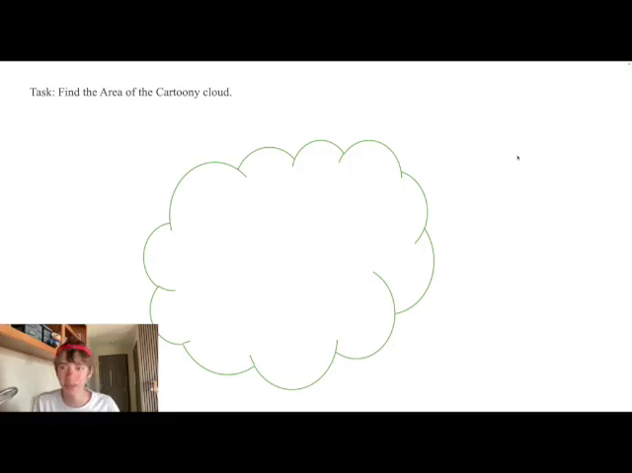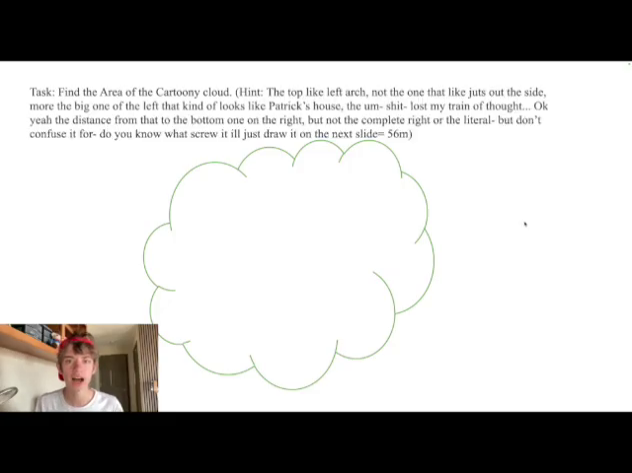So obviously this is impossible at first glance, and you're kind of stupid for trying to solve it. It seems that they have supplied a hint. Let's click on it. Hint. The top left arch, not the one that juts out on the side, more like the big one on the left. It kind of looks like Patrick's house.